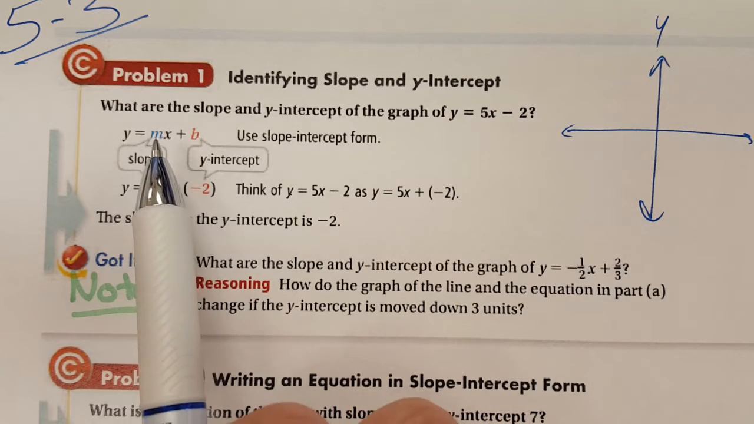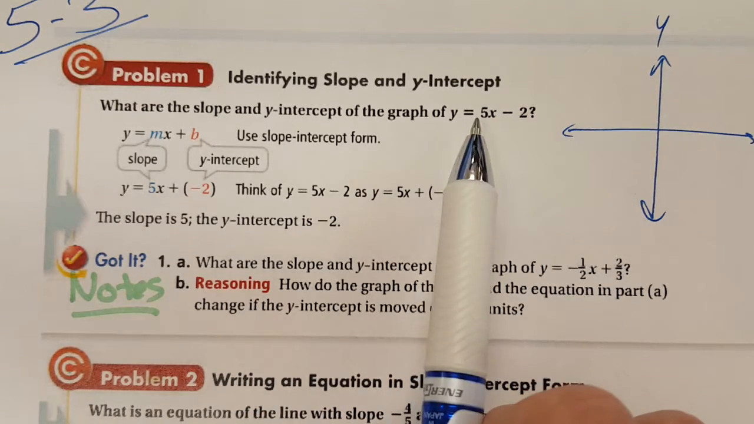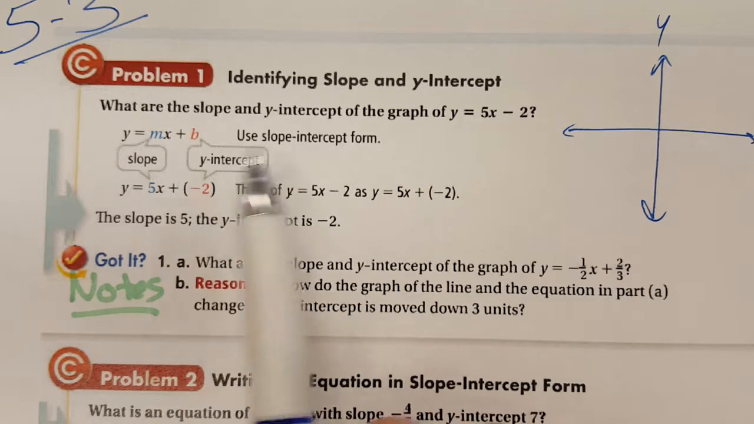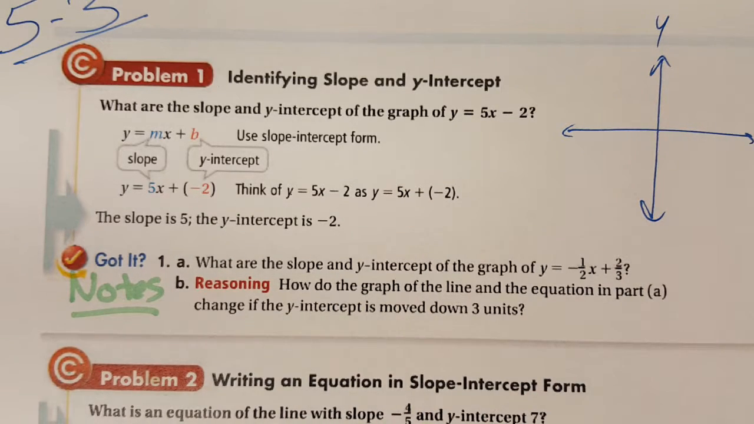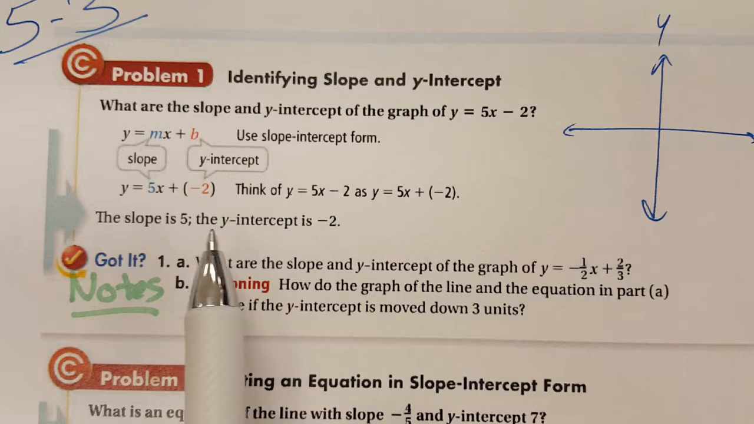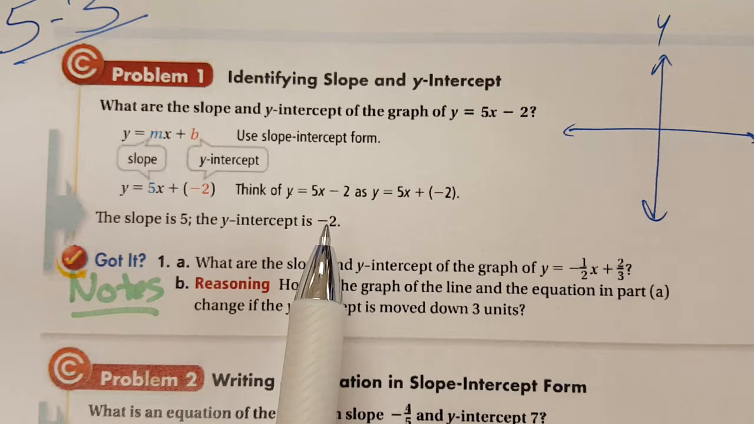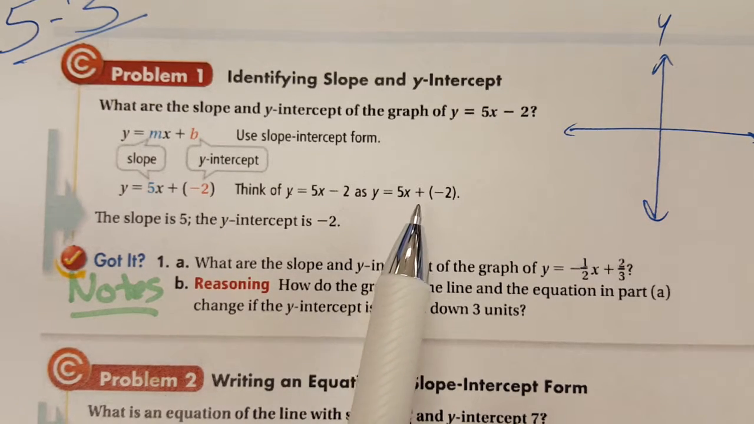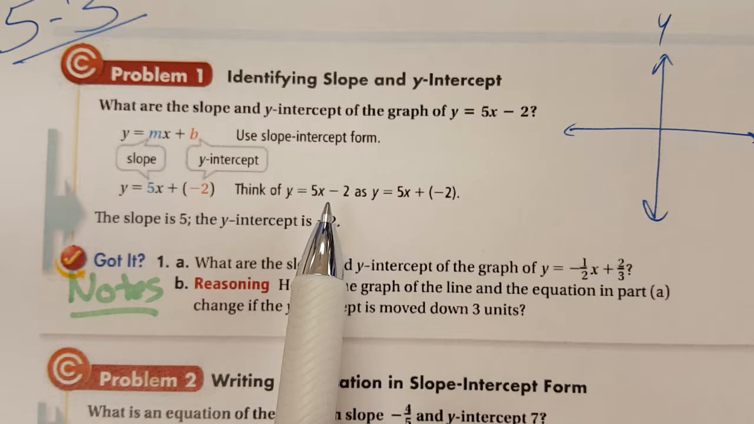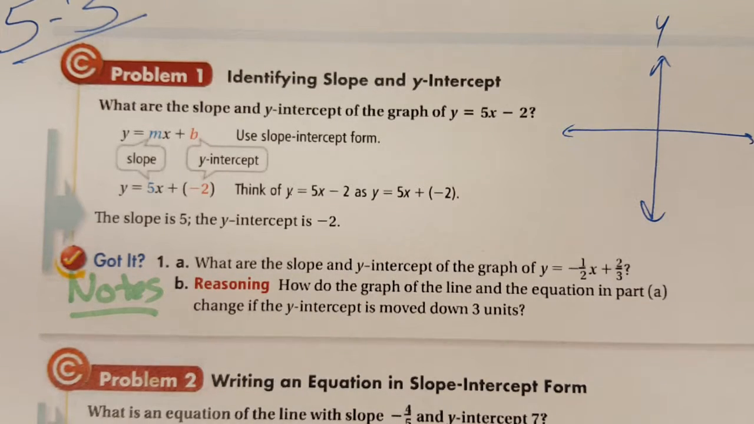Okay, so the slope, it's the number connected to x, so that's 5. And the y-intercept is the number that's by itself, that's negative 2. There you go. So your slope is 5, and your y-intercept is negative 2. Notice you could write a negative y-intercept as plus negative 2 or minus 2. It's the same thing. So how would I graph this?